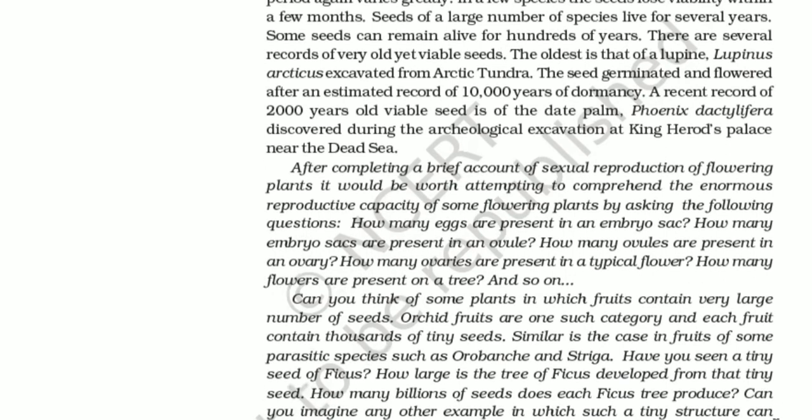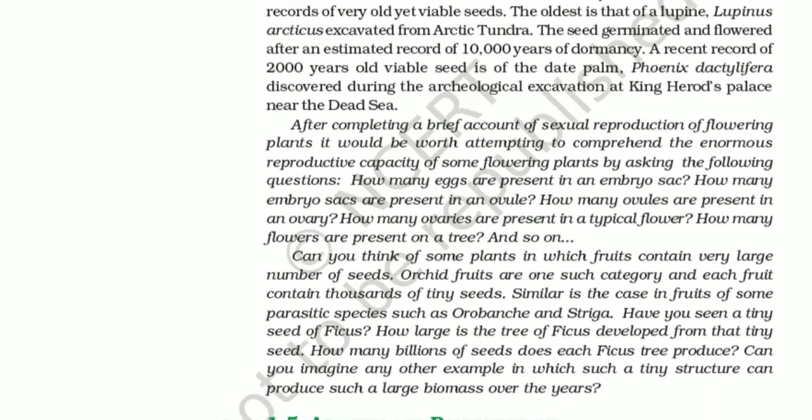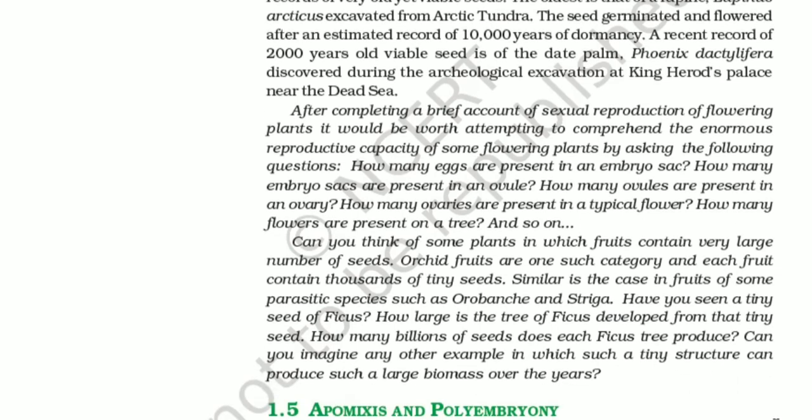In a few species, the seeds lose viability within a few months. Seeds of a large number of species live for several years. Some seeds can remain alive for thousands of years. There are several records of very old yet viable seeds. The oldest is that of a lupine, Lupinus arcticus, excavated from Arctic tundra. The seed germinated and flowered after an estimated record of 10,000 years of dormancy.